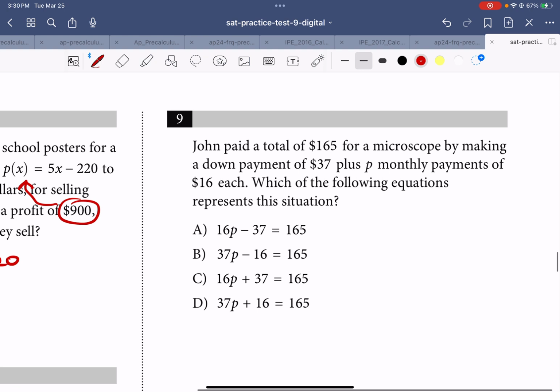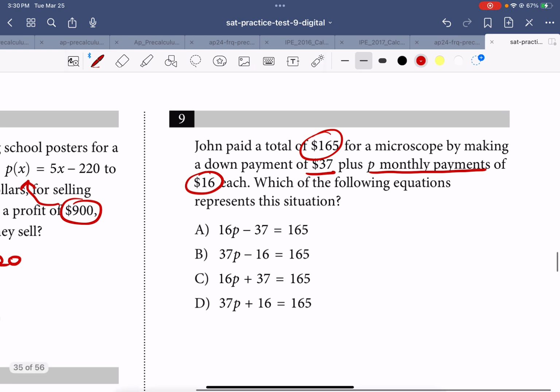Number 9. John paid a total of $165 for a microscope by making a down payment of $37 plus P monthly payments of $16 each. Which of the following equations represents this situation? So the $37 down payment is a one-time payment, and each month $16, and then a total of P months. Okay, that's the total number of payments he made. That adds up to $165 total.